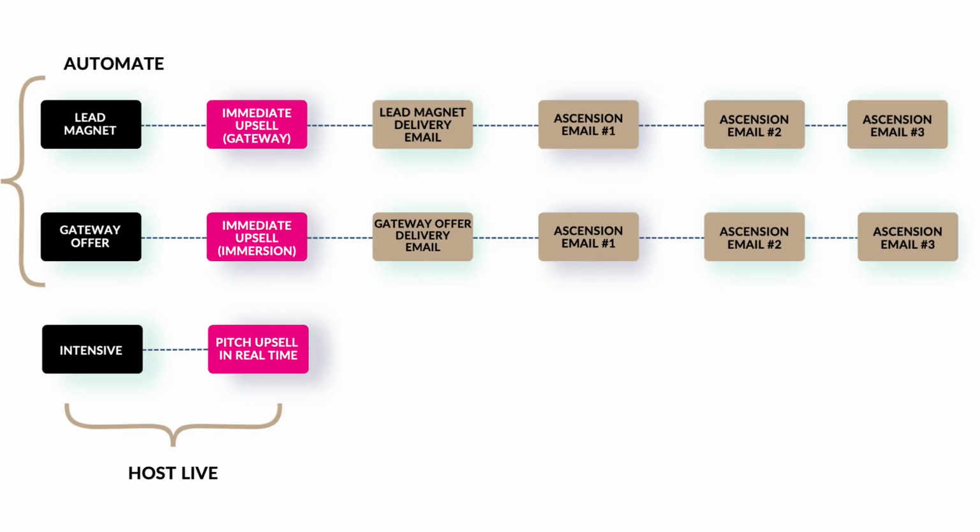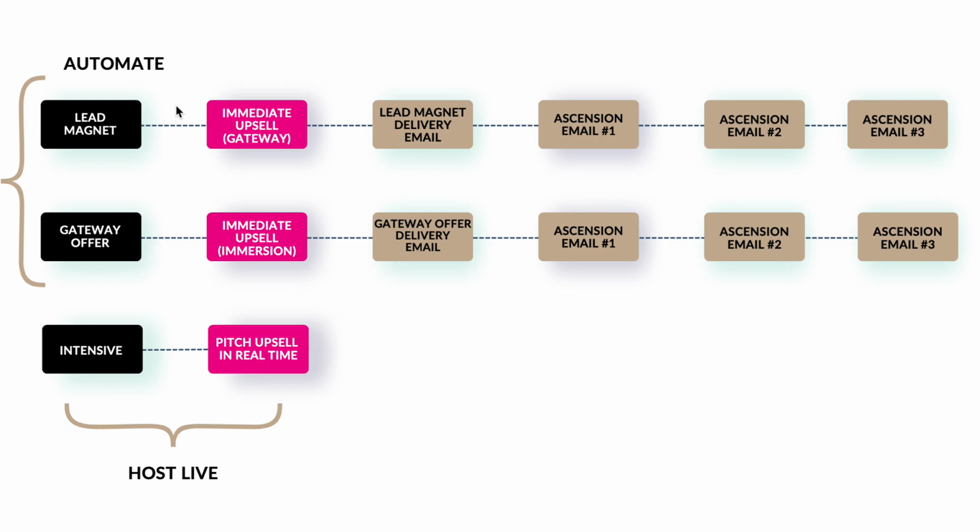So this is what the funnel actually looks like. Don't let this overwhelm you. It's actually pretty simple. Again, if we're talking about our lead magnet, which is our free thing, our gateway offer, which is our low cost thing, our intensive, which is the $200 to $500 thing, where we're bringing them into that fast track experience. And then we just pitch the upsell just to the people who are in the intensive.